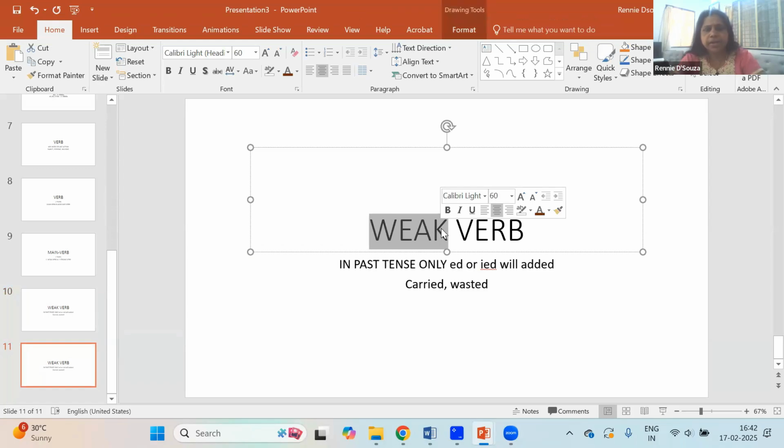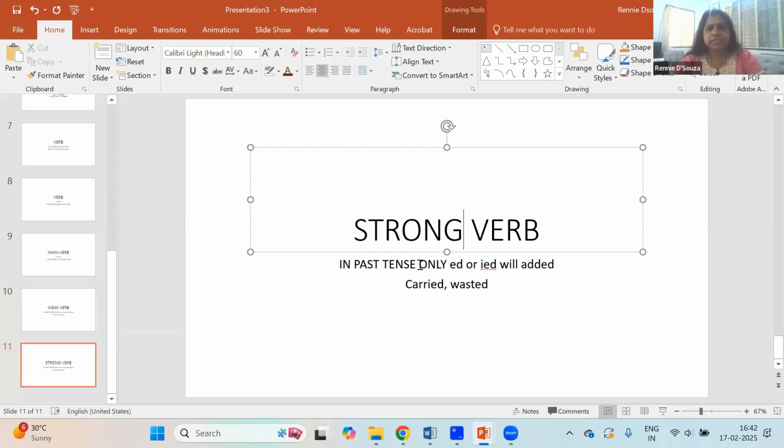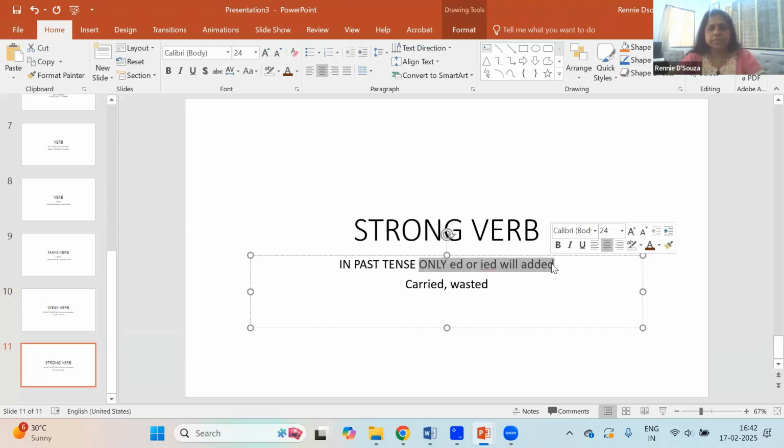Now let us see what is strong verb. In strong verb, what happens? When the present tense verb goes to past tense, it completely changes. For example, go is the present tense verb. When it goes to past tense, it becomes went. That means it has changed completely. And break becomes broke, come becomes came. So when it is completely changed, it is called strong verb.